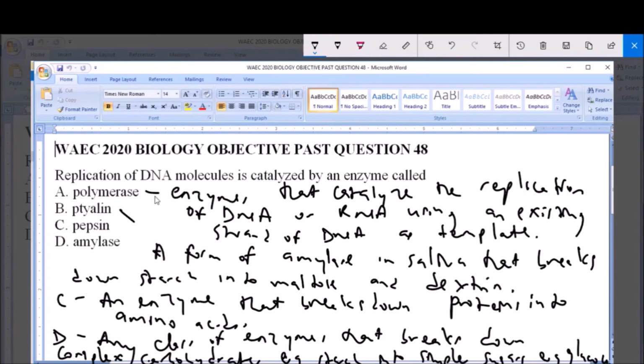So now that we've seen the functions of all the enzymes, you agree with me that option A, polymerase, as we have rightly established, is the enzyme that catalyzes DNA replication from an existing strand of DNA as template. So option A, polymerase, is the correct answer to this question.